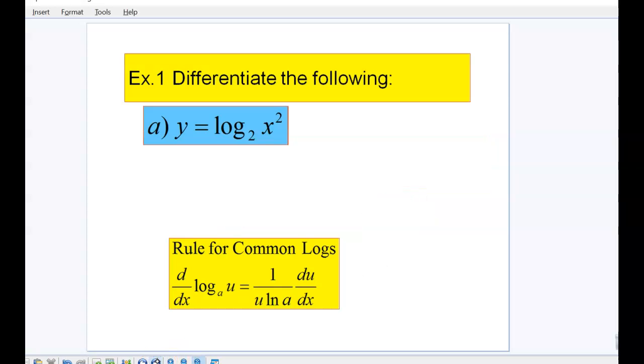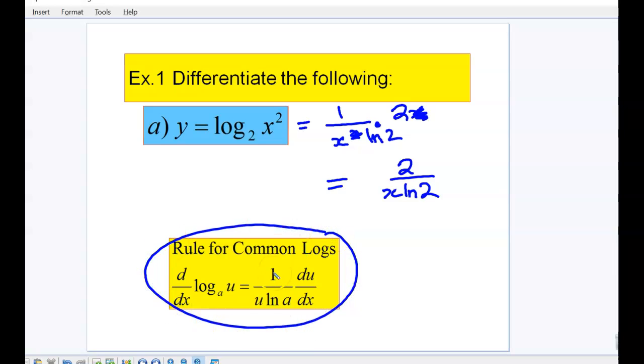So to differentiate log base 2 of x squared, it's a three-step process. It is 1 over the function inside the logarithm, which is x squared, times the derivative of the function, which is 2, divided by the natural log of the base, which is 2. So divided by ln 2. If I was to simplify this, x would cancel out one of those, and I'd be left with 2 over x ln 2. So here is the three-step process again. It's 1 over the function times the derivative of the function over ln a, which is the natural log of the base of the function.